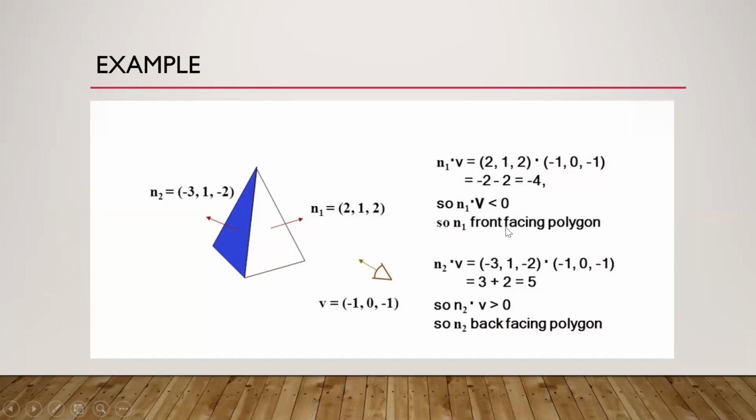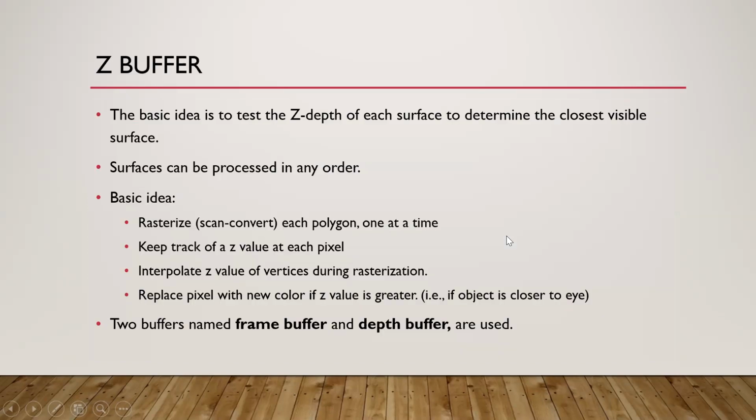That means it is a front facing polygon, in line with the viewer's viewing direction. Whereas if you take the n2 normal and the viewing vector and find the dot product, the value is 5. That means n2 dot v is greater than 0, so the face with the n2 normal is behind the viewing direction. So that's all about backface detection.